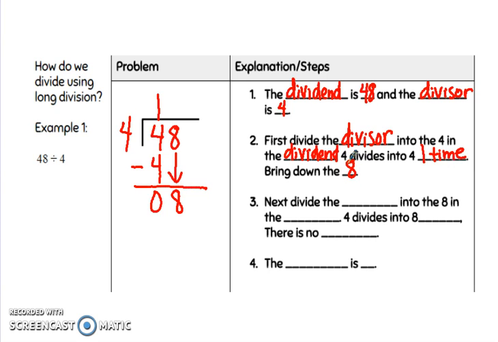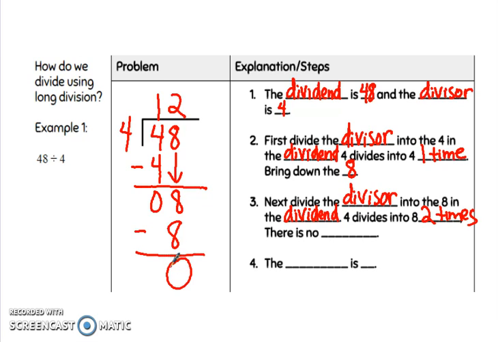Next, we divide the divisor again into the 8, or the second number, of the dividend. Four divides into 8 exactly 2 times. 2 times 4 is 8. There is no remainder.